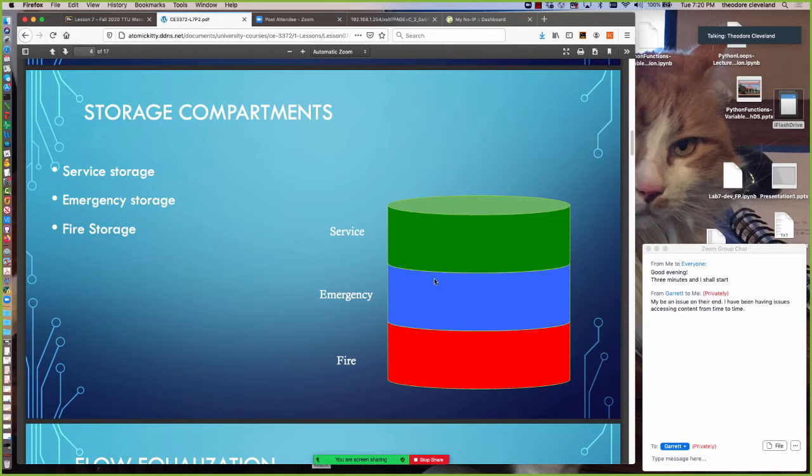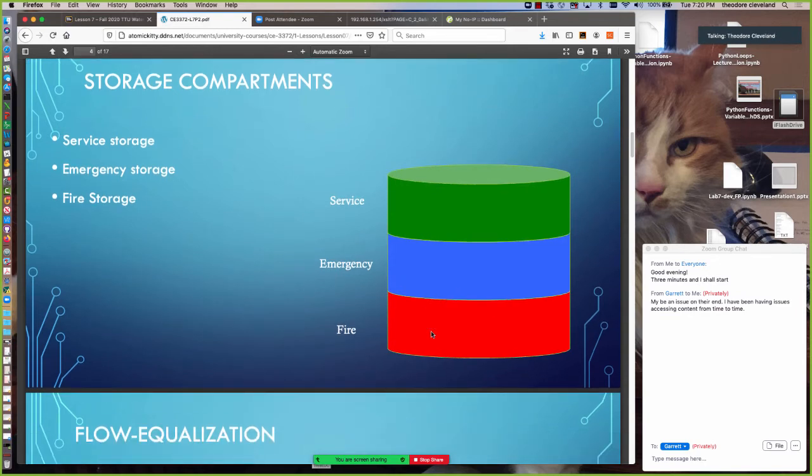We can draw into the emergency storage if we're doing work on the water system and need to turn some things off for a while. And we only draw into the fire storage if there's an actual fire. Now obviously the thing's completely full when there's a fire, and the water doesn't know what compartment it's supposed to be in. This is a human construct on how to apportion the various volumes in the storage system.